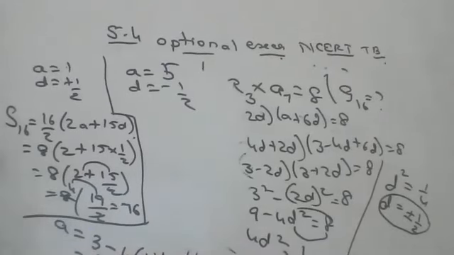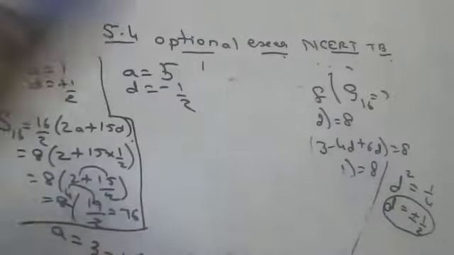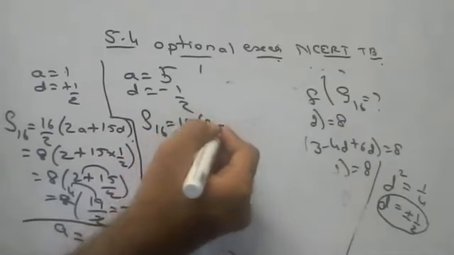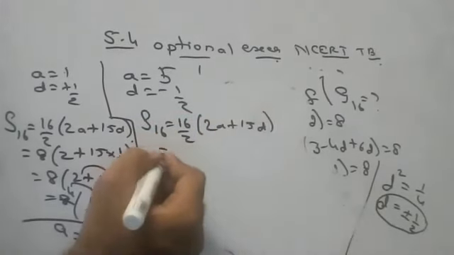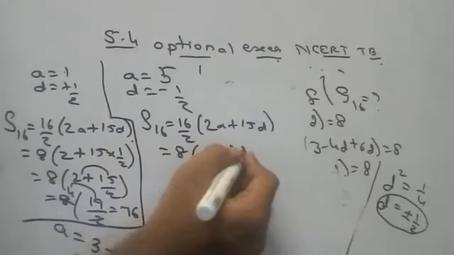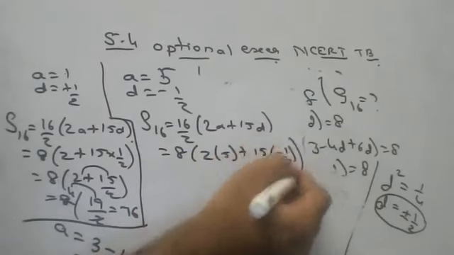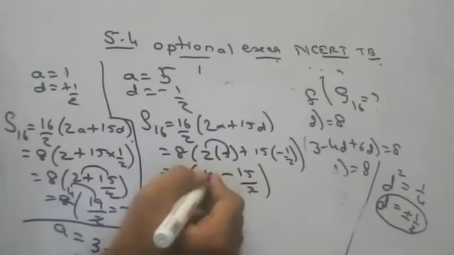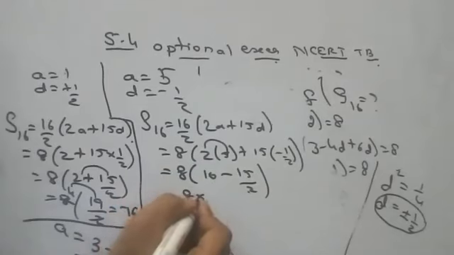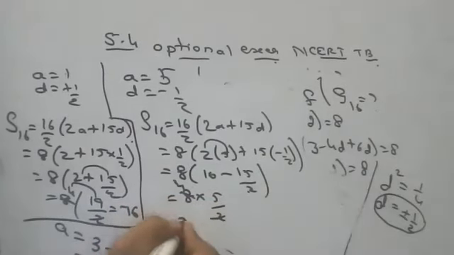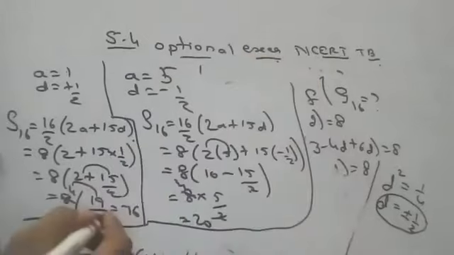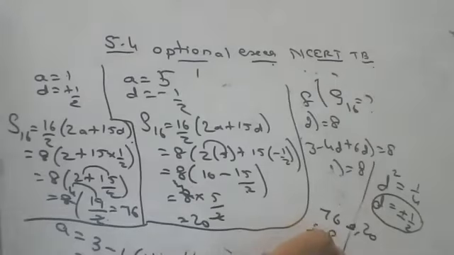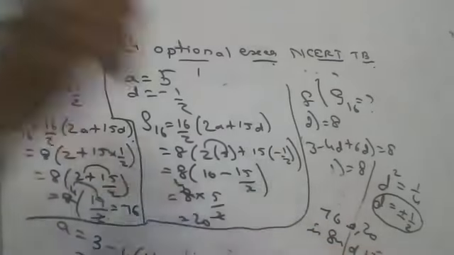Now let us substitute the negative value and check, children. S16 is the same, 16/2 into (2a + 15d). 8 into (2 into 5 + 15 into -1/2). So 8 into (10 - 15/2). 2 tens are 20, 20 minus 15 is how much? 5. 5/2, 2 fours are 8, 4 fives are 20. So it can be 76 or 20. The answer, 76 or 20, is the sum of 16 terms of the AP.